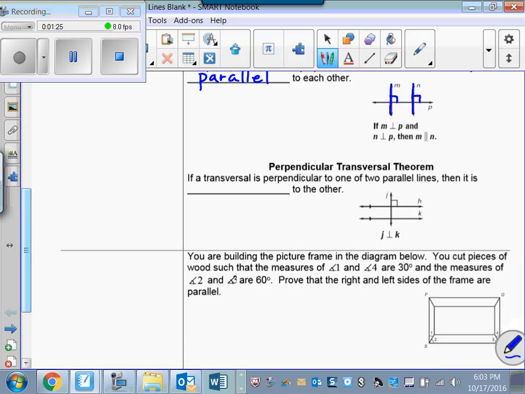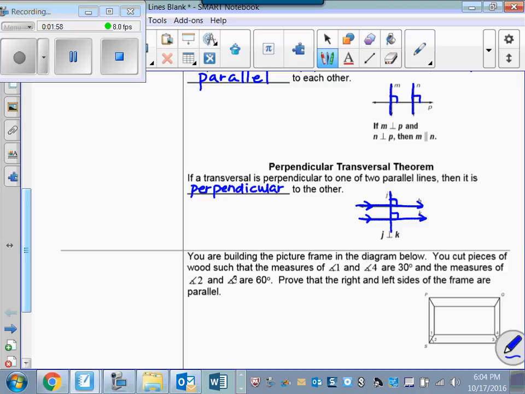And finally, we have the perpendicular transversal theorem that says if a transversal is perpendicular to one of two parallel lines, so if I know that H and K are parallel, see they're marked here, and if I know that J is perpendicular to H, then I know that it also has to be perpendicular to K. So if it's perpendicular to one of two parallel lines, then it's got to be perpendicular to that other line.